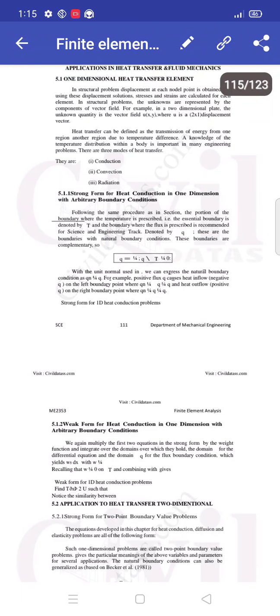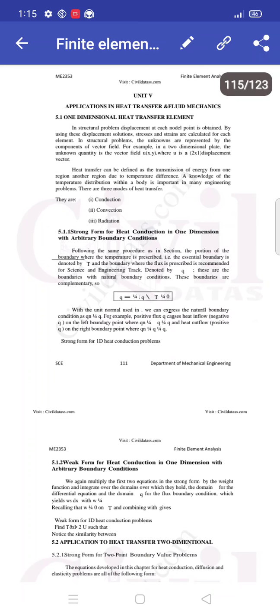One-dimensional heat transfer element. In structural problems, displacement at each node point is obtained. By using these displacement solutions, stresses and strains are calculated for each element.